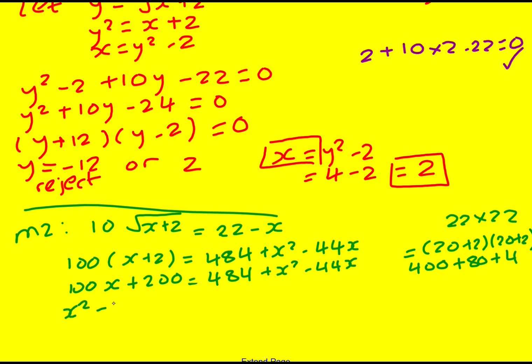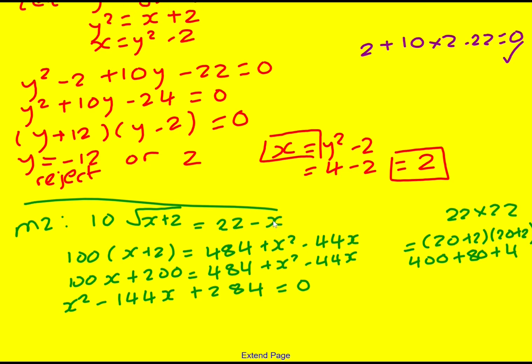So x squared minus 144x plus 284 is equal to 0. Oh, this doesn't look very nice to factorize. I actually know that we're going to get x minus 2 as a bracket from my previous solution, otherwise we have to try things out until it works. Of course, this is a non-calculator paper.